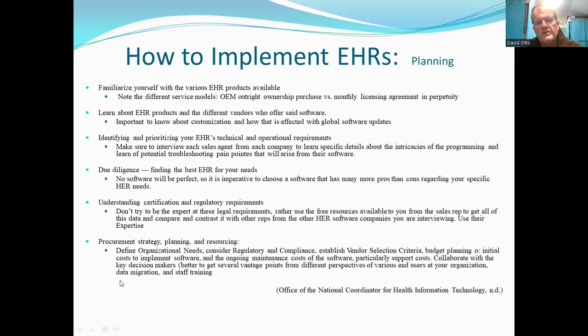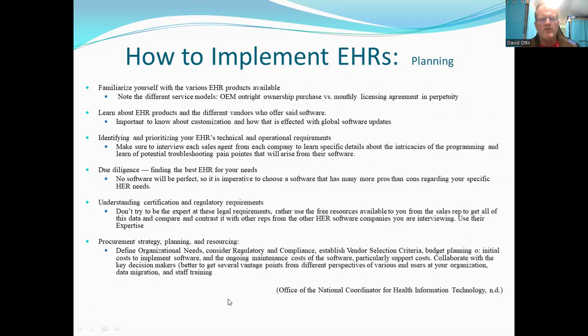So you're going to have understanding of certification and regulatory requirements. You're not going to try to be the expert at these legal requirements. Rather, you're going to let the software and the resources do that for you, as well as the sales reps who are commissioned with the sale of your software, so they know the software pretty well inside and out.